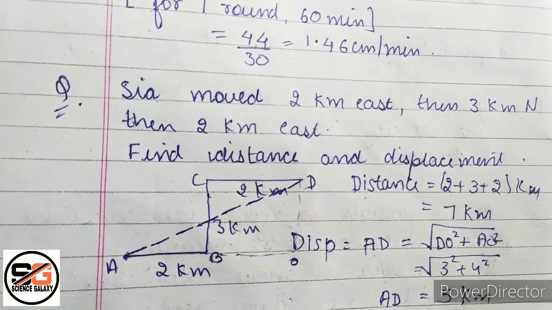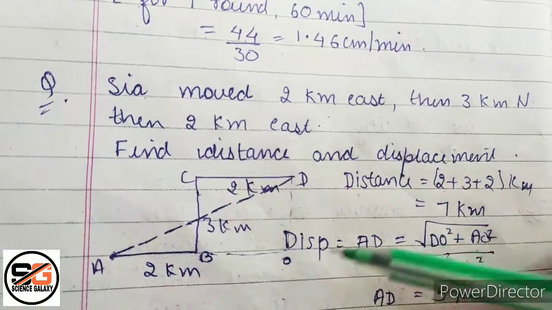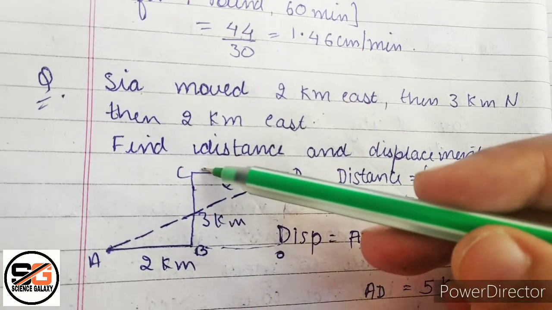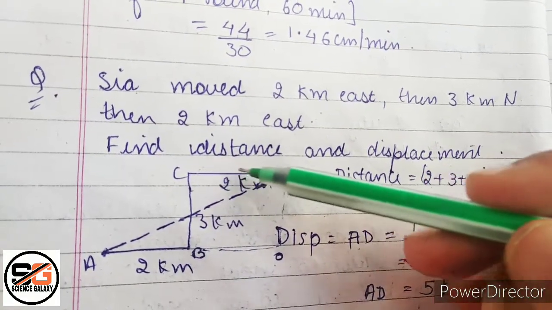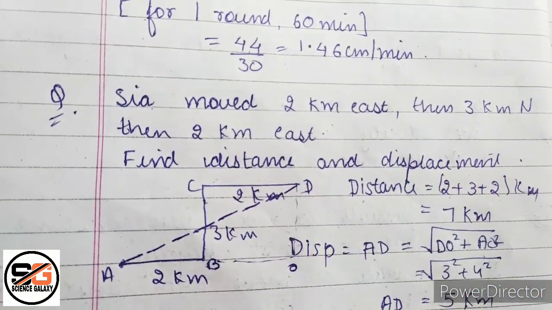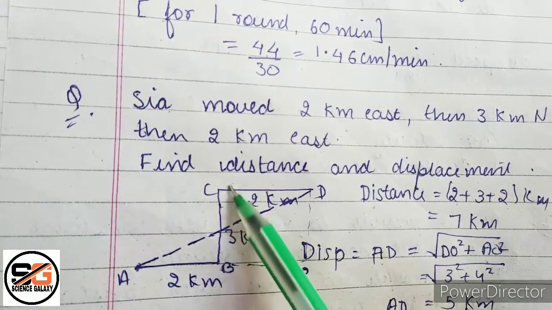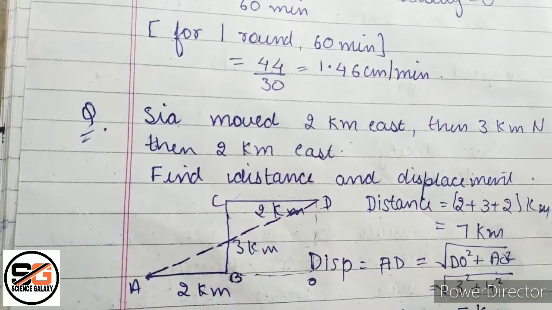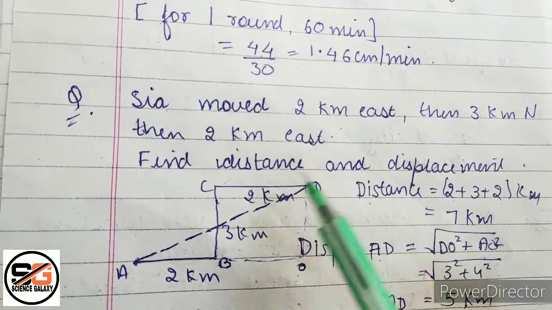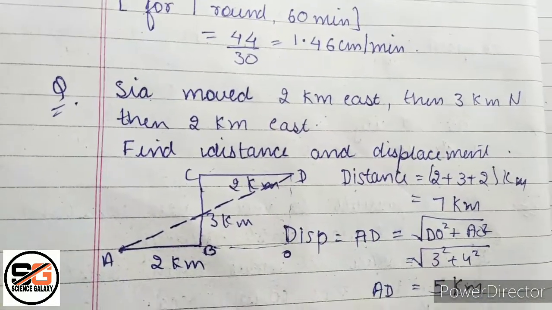Sia moved 2 km in east. Then she moved 3 km toward north, and then 2 km towards east. So finally, Sia moved from A to B, then B to C, then C to D. We need to find distance as well as displacement.